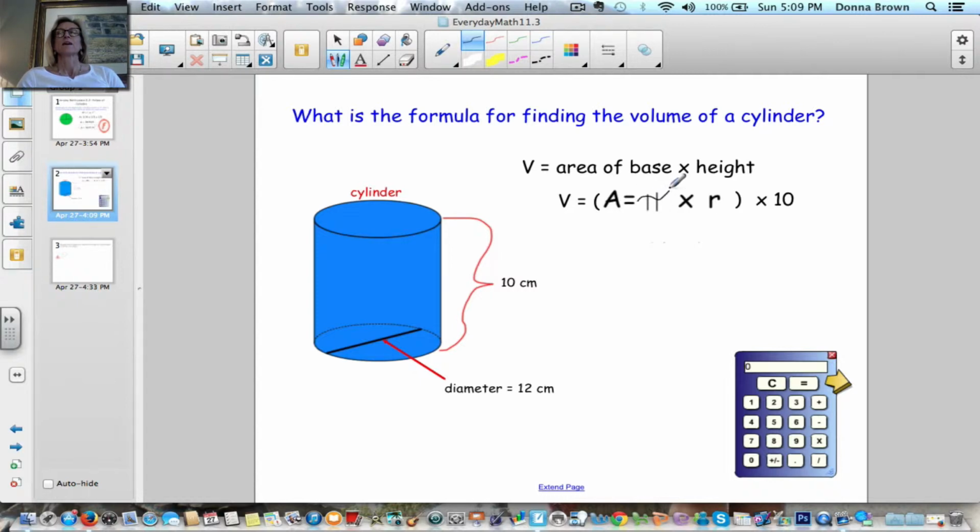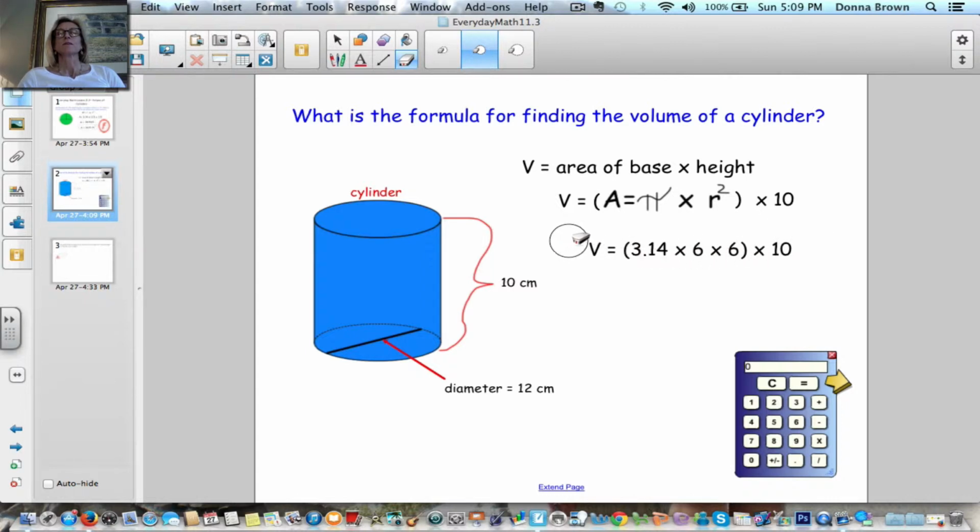There we go. So the volume of the cylinder is the area of the base, and I just plugged in the formula right here. So this is just the formula for the area of a circle, which is pi times radius squared, and then times 10, which is the height of the cylinder. So then the next step, we'll just plug in the parts that we know.